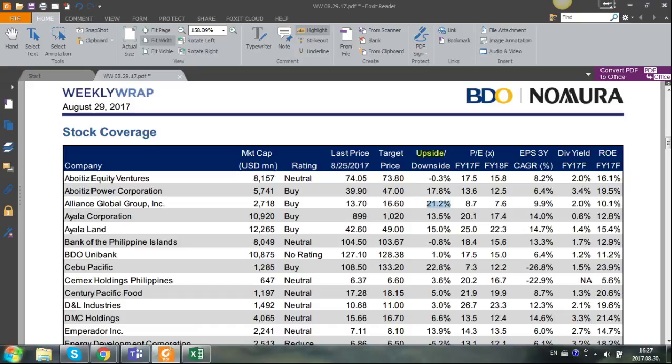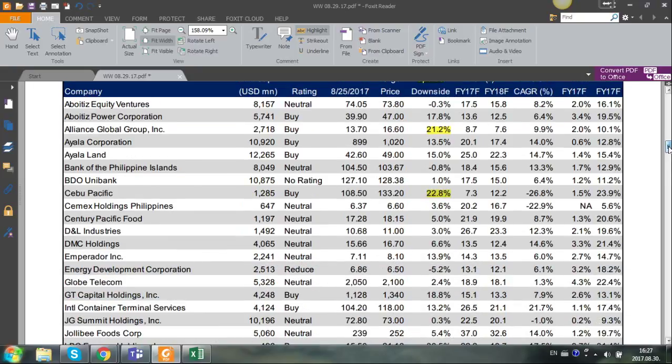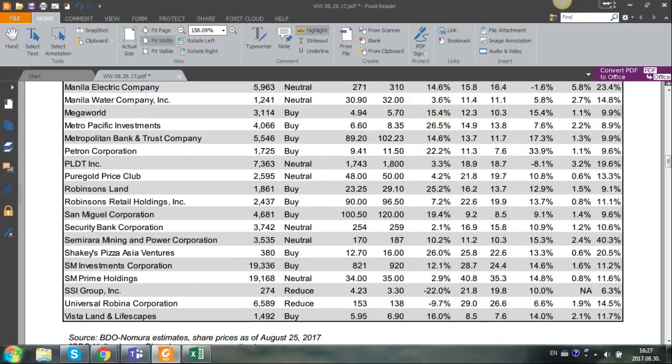Halimbawa ito, AGI, Cebu Pacific. Basta more than 15, pinapasok ko yan. Or mga 12, 13, basta mga blue chips. Halimbawa, Ayala Corporation. This is only 13.5%, pero since it's a blue chip company, ipinapasok ko yan sa recommended stock. Ayala Land, 15%. So, and so on. RLC is one of them actually.